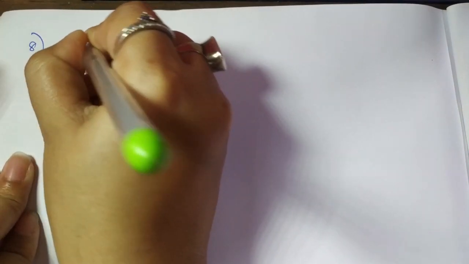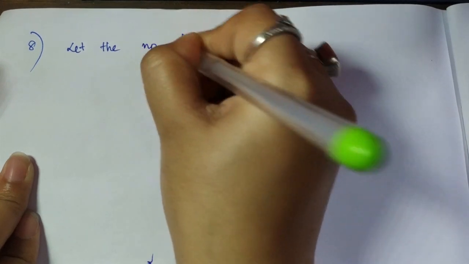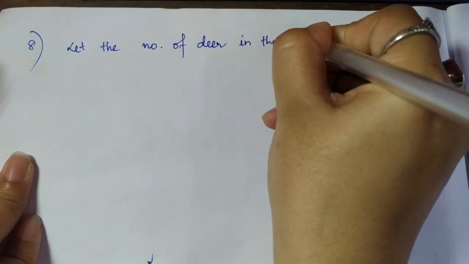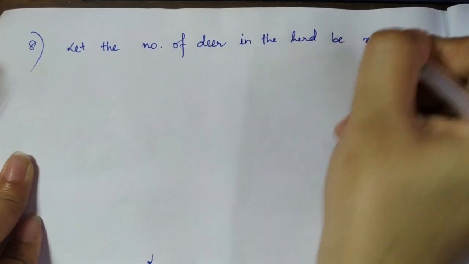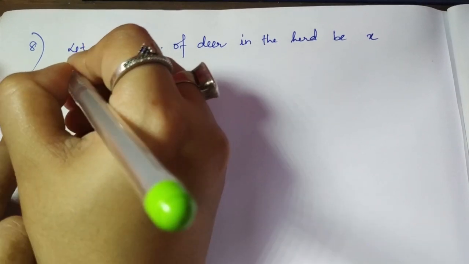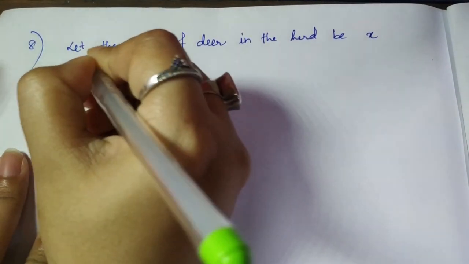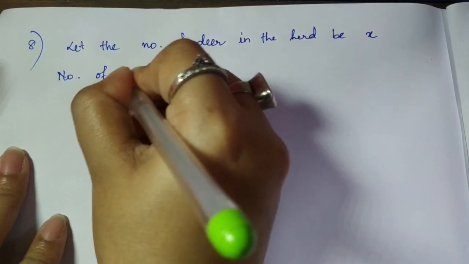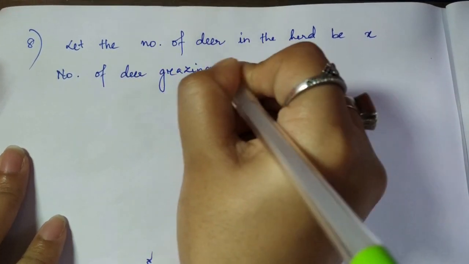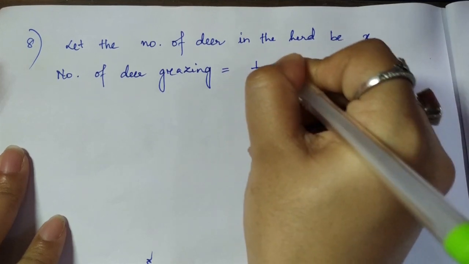So we have to find out the total number of deer that is present. So can I write, let the number of deer in the herd be x. Okay, so number of deer, what is given? Number of deer that are grazing are half. So number of deer grazing will be equal to what? Half of the total, right? Half of total is x.